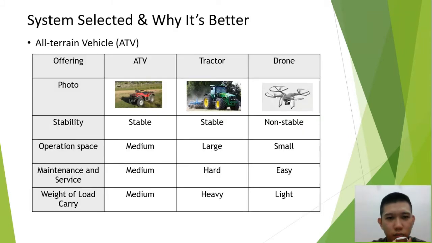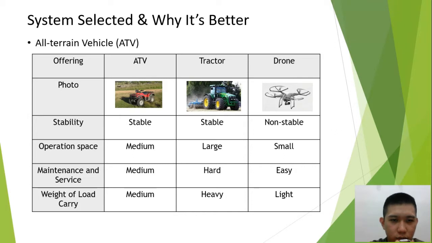Now I would like to compare the mobile platform that we selected to other mobile platforms. The mobile platform that we have selected is the ATV. The ATV has a stable performance and is able to travel in many types of environment, including muddy and sandy fields. The tractor and ATV have stable stability compared to the drones due to their four-wheel design. Drones require a skillful pilot to control them.